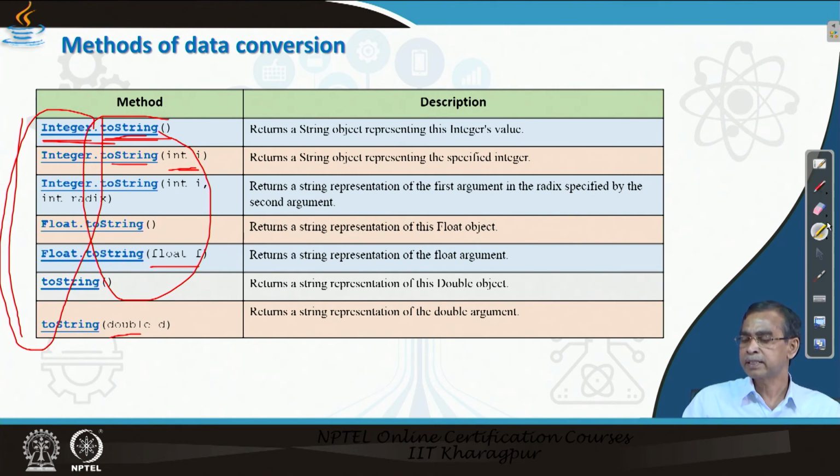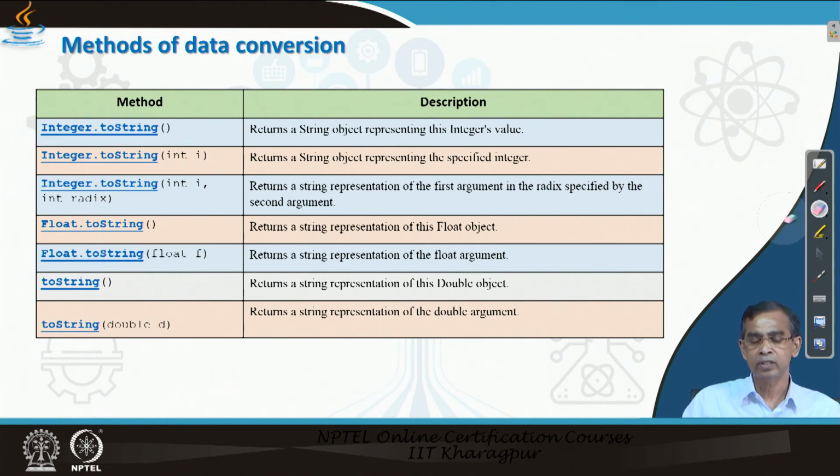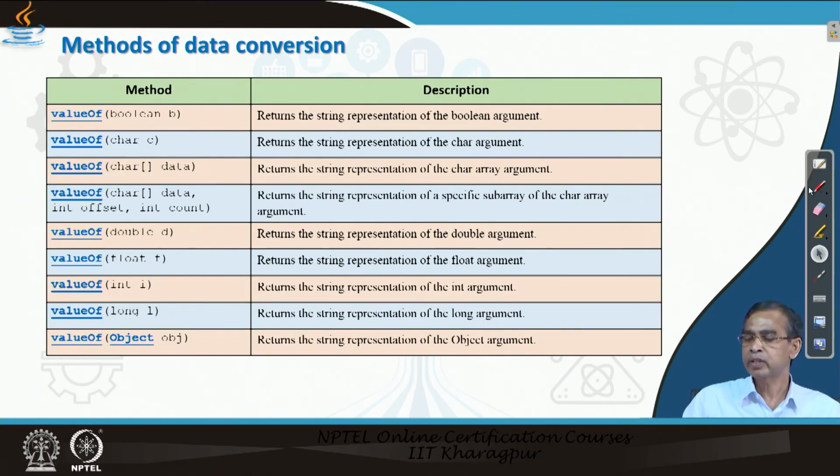Now let us have some examples so that we can understand this concept better, how this can be used. And there are a few more methods also, valueOf. If we call valueOf for a given boolean, it basically converts it to a string. So it returns the string representation of this boolean. So from the boolean value to string it will convert.